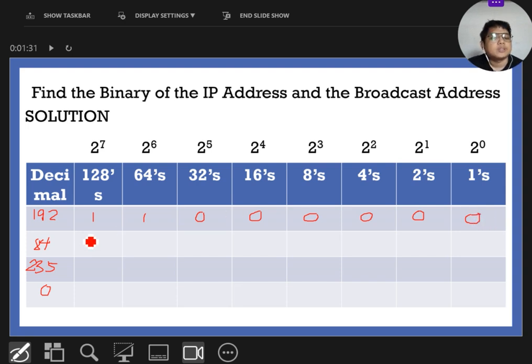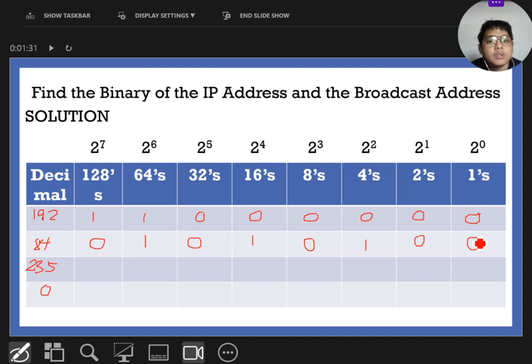Then for the 84, how many 128s are there in 84? None, so we put 0. How about 64? Yes, we have 1. So 84 minus 64, our remaining decimal is 20. How about 32? No, 0. How about 16? Yes, there is. So 20 minus 16, our remaining decimal is 4. How many 8s are there in 4? None. How about 4? Yes, there is 1. So 4 minus 4 equals 0. Then the rest are 0 and 0.